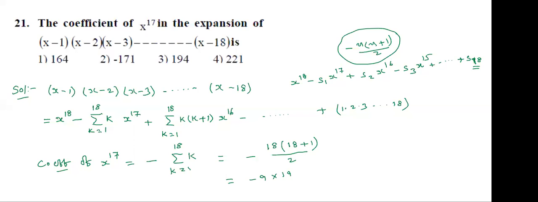Okay, so which option is correct, students? Tell me. 19, 9, sir. How much? 171. So the answer is minus 171, the second option. If you want a shortcut formula, note that down. What is the shortcut formula? The coefficient of x power 17 is minus n into n plus 1 by 2. This is the shortcut formula. So finally, the second option is correct.